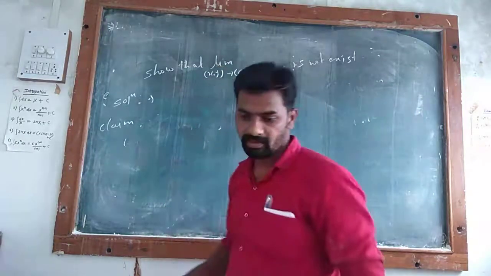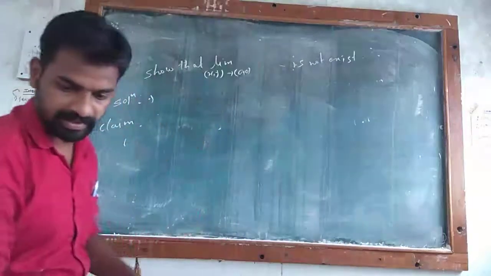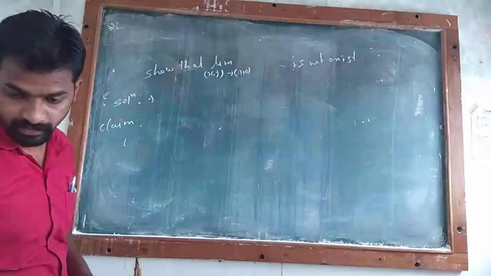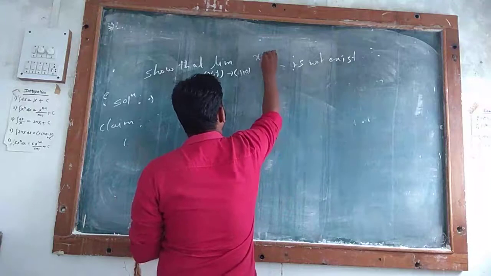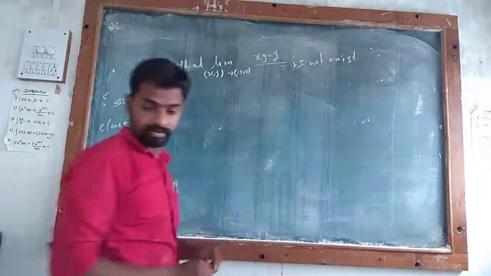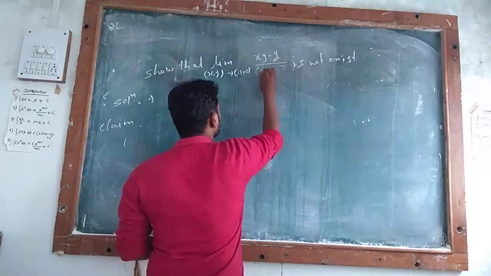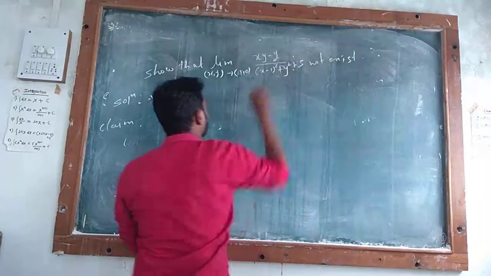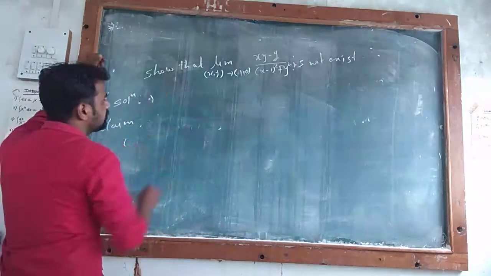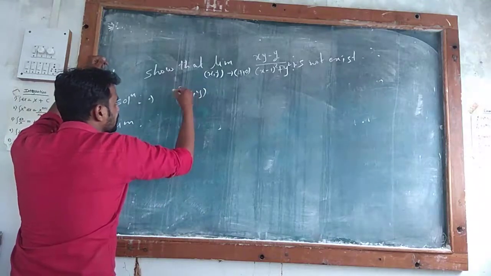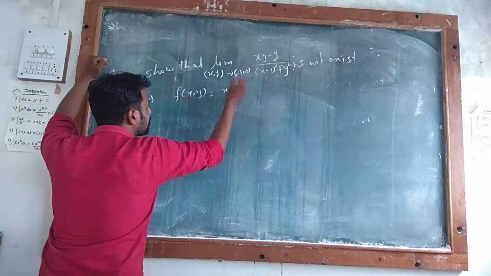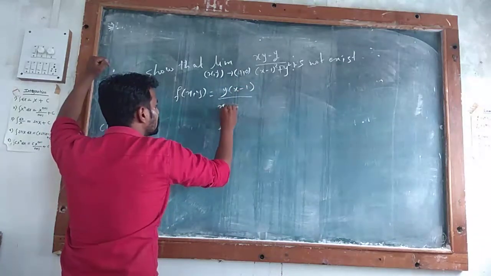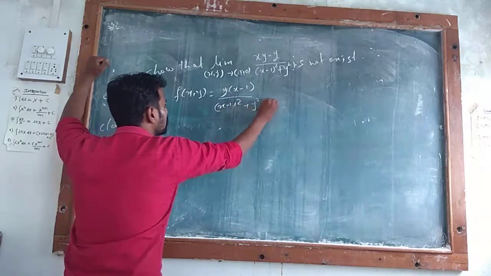Now, same example, the limit as (x, y) tends to (1, 0) of (x minus 1) y upon (x minus 1) whole square plus y square. Okay, we have to show this function. So you can write f(x, y) is equal to (x minus 1) into y upon (x minus 1) bracket square plus y square.